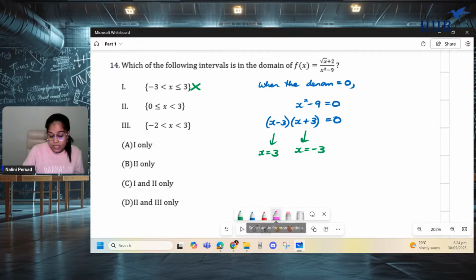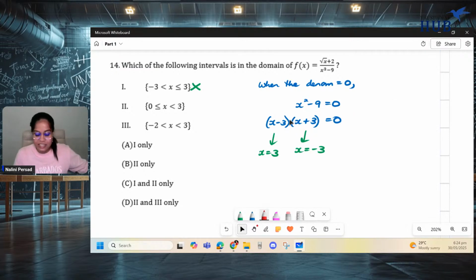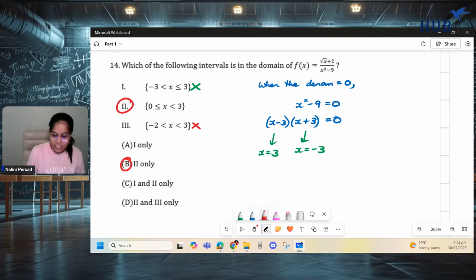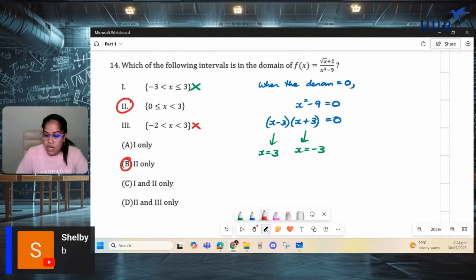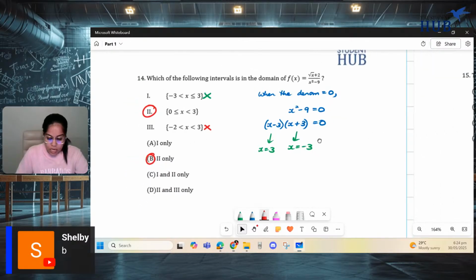Now, if you want to take a look at your numerator, you have the root of x. For unit 1, you are at the knowledge that you cannot find the root of a negative number. When you go on to unit 2, you will learn about that. So you cannot find the root of a negative number. So should my interval include negative numbers? No. So option 2 only, which is option B.